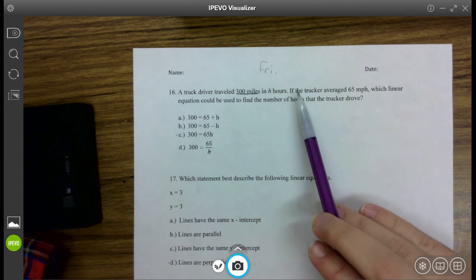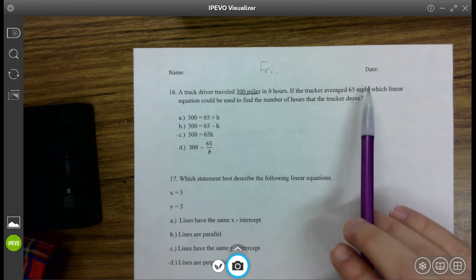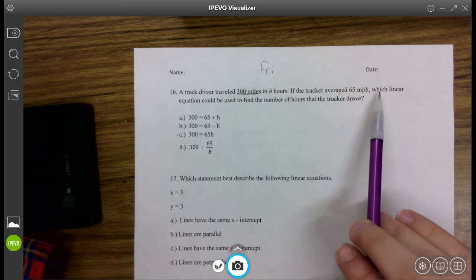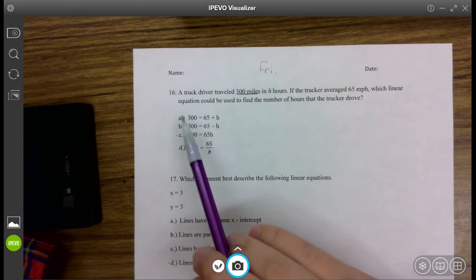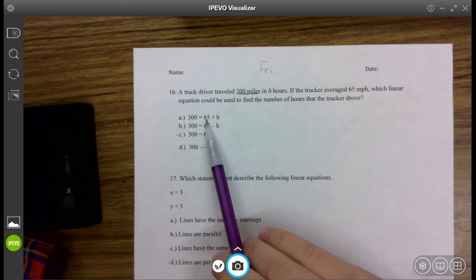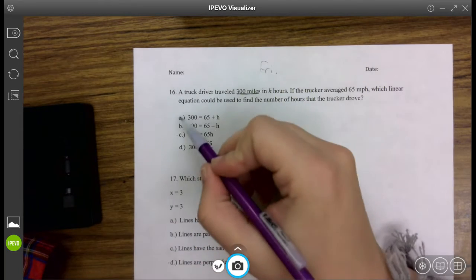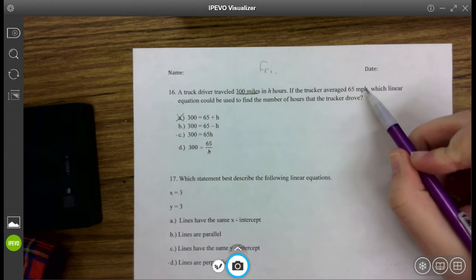It says in 8 hours. So it says if the trucker averaged 65 miles per hour, which means 65 times hours, which linear equation could be used to find the number of hours? So we look here, 300 equals 65 plus hours. Nope, that's not going to be able to find the number of hours that we drove. So A is not correct because remember, it's 65 miles per hour.